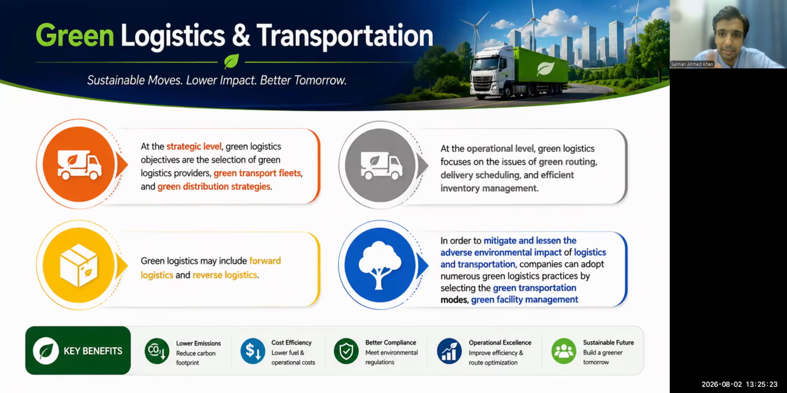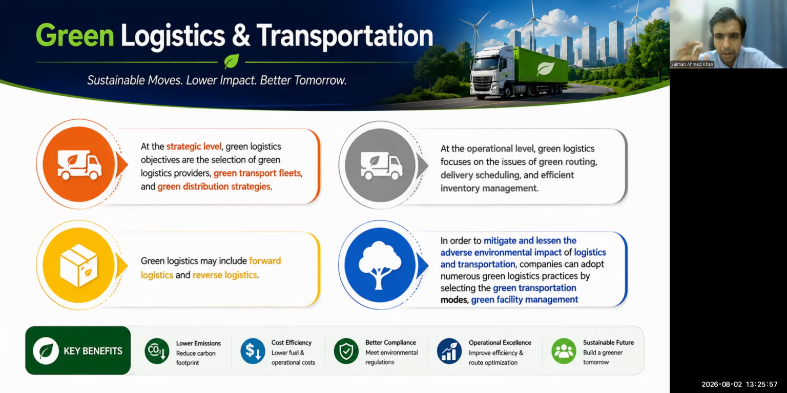Now, this part is green logistics and transportation. At the strategic level, green logistics objectives are the selection of green logistics providers. If you have third-party logistics providers, or if you have your own fleet, you can also purchase green transportation fleets and adopt green distribution strategies. At the operational level, green logistics focuses on ensuring green routing, delivery scheduling, and efficient inventory management. It also optimizes the route with the help of AI and other tools and techniques.